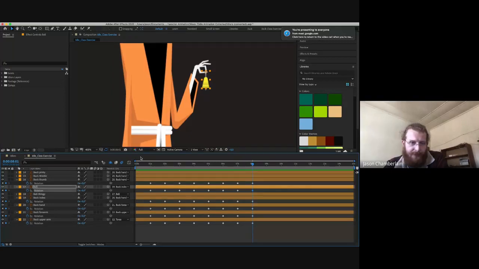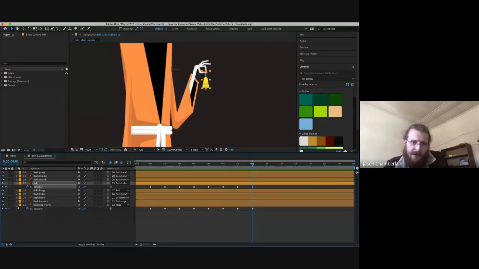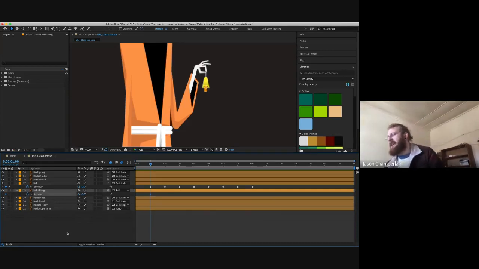Okay, cool. So now I'm just going to collapse some of these layers because we've already got them all blocked out on layer 17. And I want to work on layer 18 now. This is the bell thingy, right? It's actually called a clanger. I just didn't know it at the time.